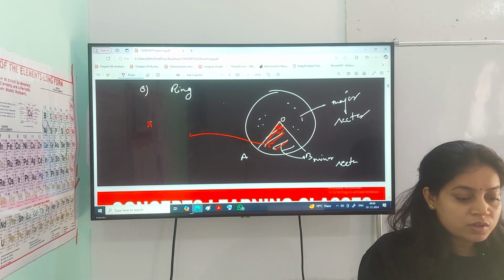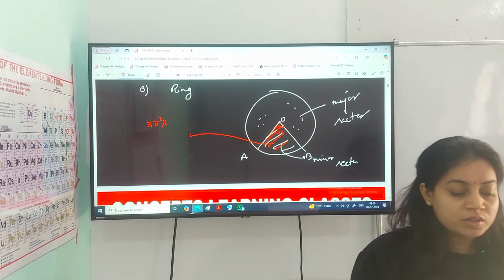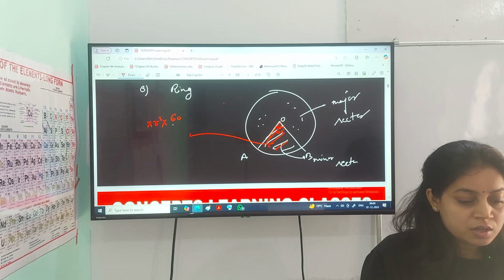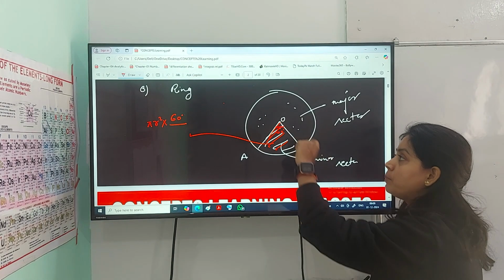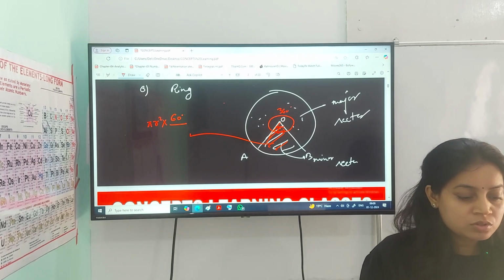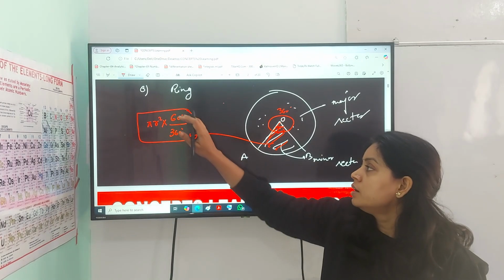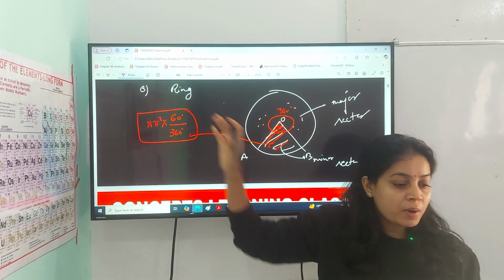Simply, you know the area of the circle, that is pi r square. Just multiply the area of the circle with this fraction. What fraction is it? 60 degrees upon the complete angle. We all know what the complete angle is. Complete angle is 360 degrees. So just divide it by 360 degrees. So simply take the fraction of the angle divided by the complete angle, into pi r square.